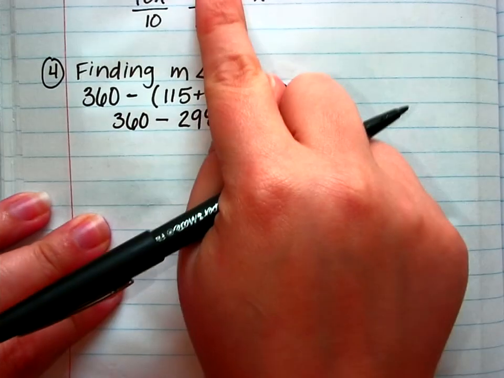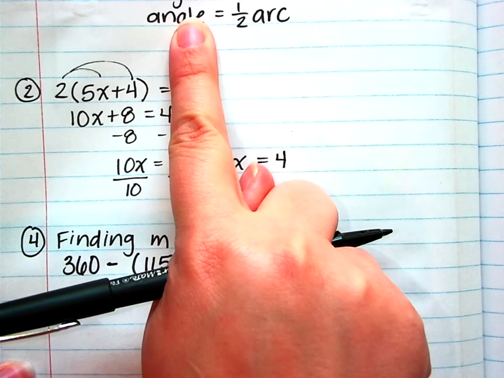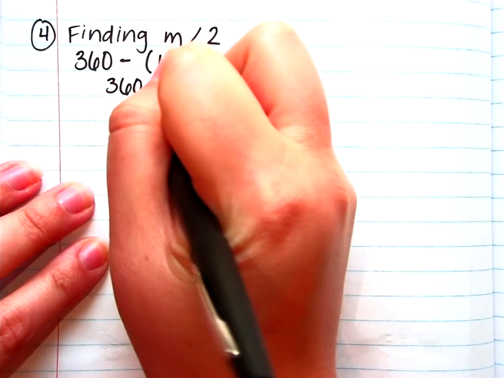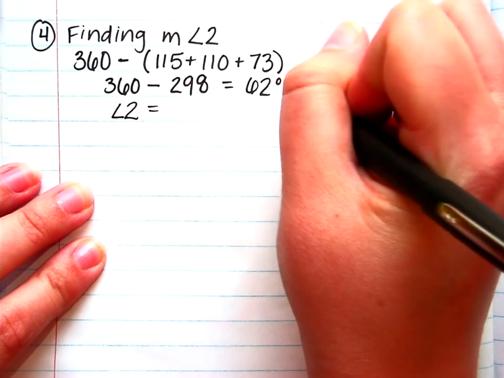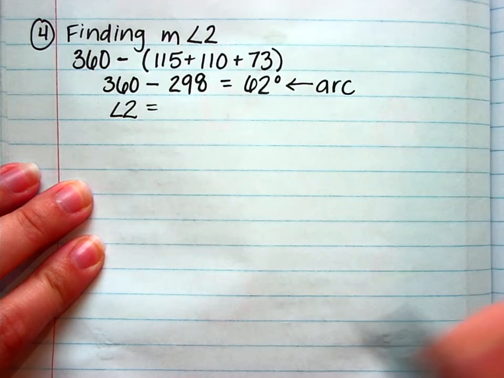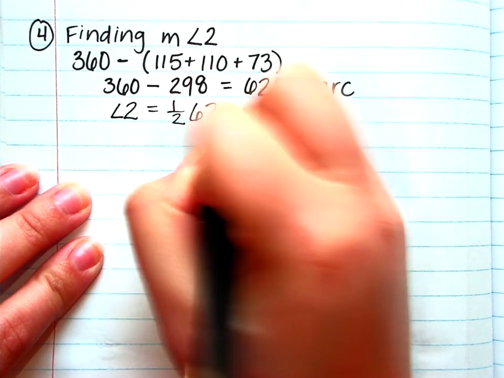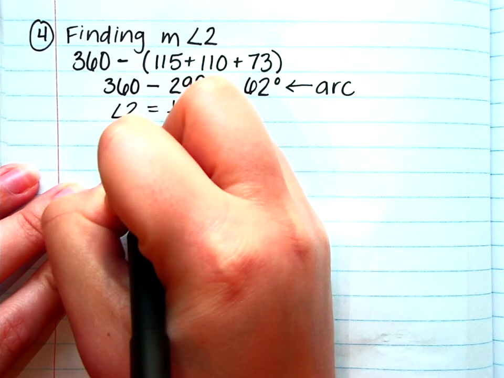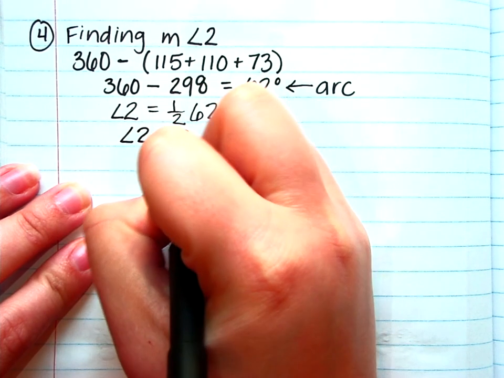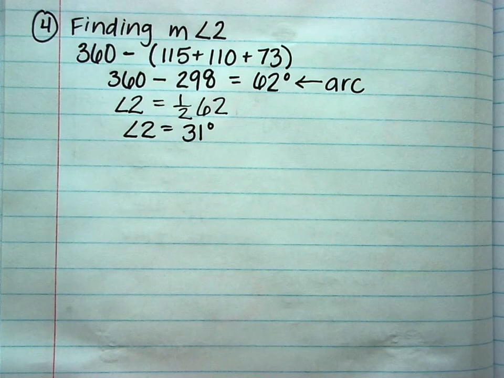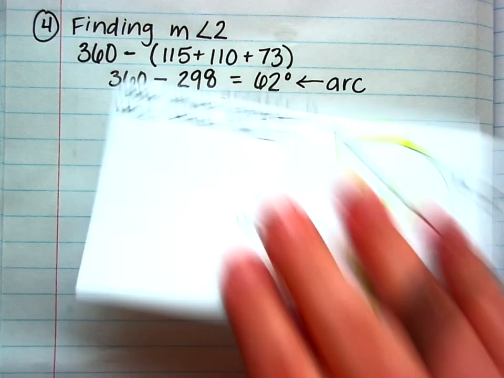And from our formulas up at top, we know the angle is equal to half of the arc. So to find angle 2 is going to equal half of the arc. So now we know that angle 2 is 31 degrees. Okay, not quite there yet.